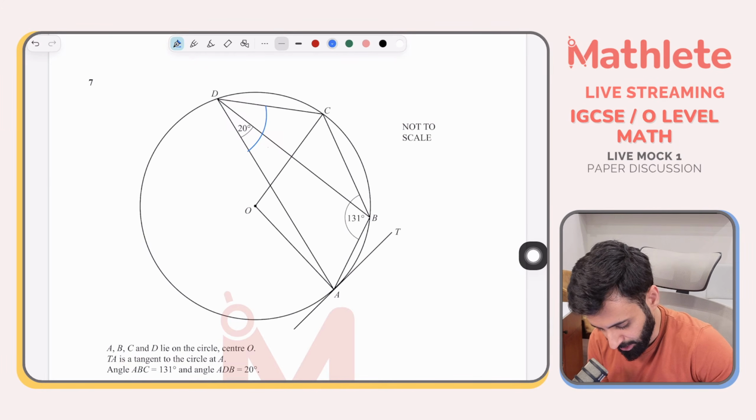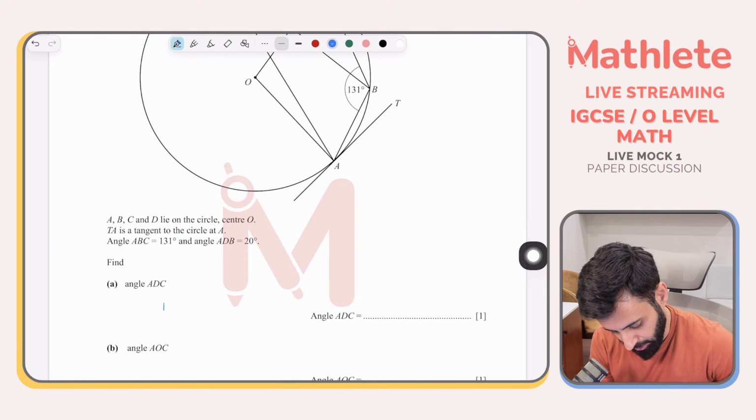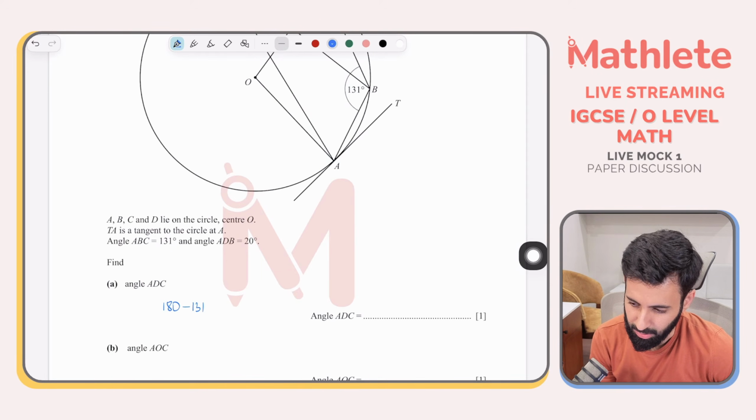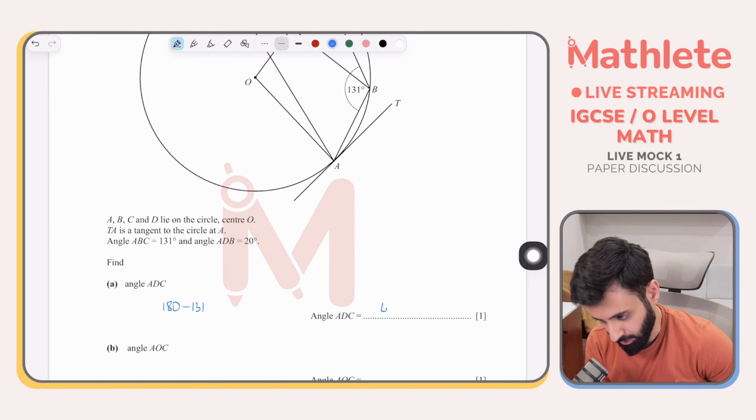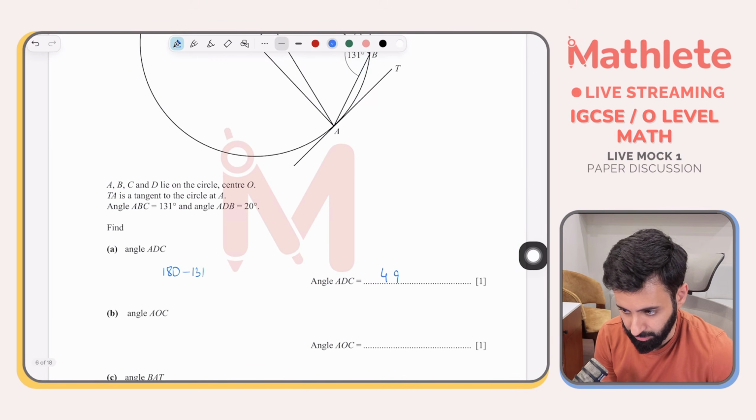So here's what we have to do. 180 minus 131. It's a 1 mark question. No need to show any working. 180 minus 131. What's that equal to? That's equal to 49 degrees. 49 degrees. Okay, now.